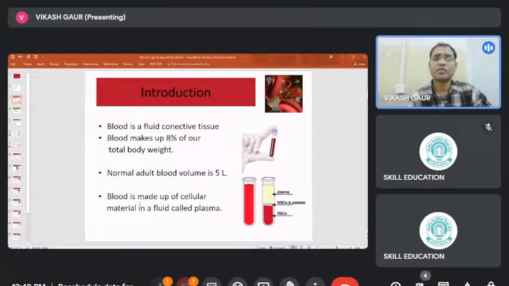It makes up 7 to 8% of total human body weight, and for a healthy 70 kg person, its volume should be 7 liters. Sorry, 5 liters. And it is made up of two components: cellular material and liquid component. The liquid component is plasma, and the cellular component is the blood cells.